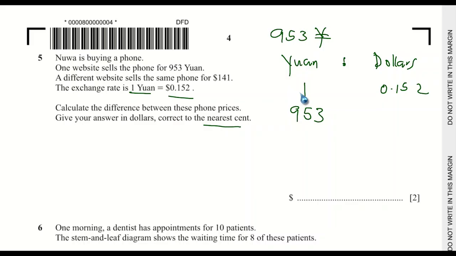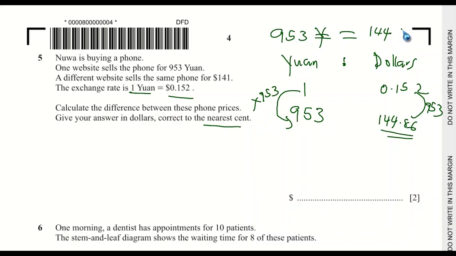So ask yourself, what was done to one to get this? So multiply by 953. So you multiply this side by 953, and this gives $144.86. So it means 953 yuan equals $144.86. That is $144.86, right?